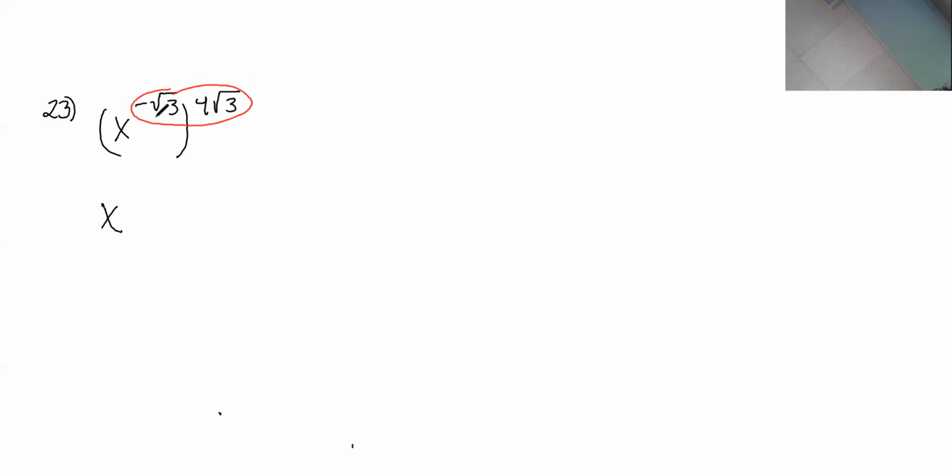So I have 4 times negative 1. Those are the two coefficients. That's negative 4. And then what's root 3 times root 3? 3. So I have negative 4 times 3, because 4 times negative 1 is negative 4. Root 3 times root 3 is 3. So x to the negative 12, which becomes 1 over what? X to the 12th.